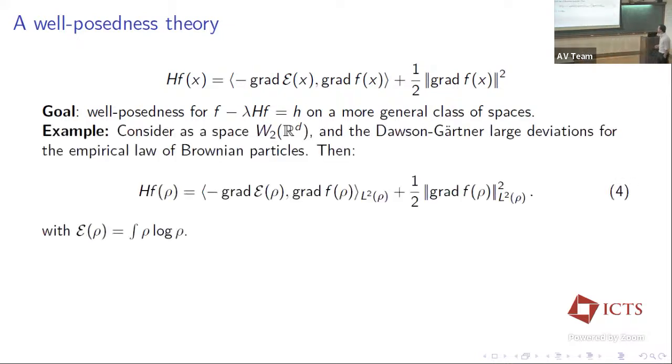So let's take an example. Why is this actually a difficult question? Perhaps answer that one first. So let's take the well-known Dawson-Gärtner case, which lives on the W2 space, the Wasserstein space of optimal transport. And then let's look at this equation, and let's really pick the case that corresponds to independent Brownian particles. In that case, the energy functional is simply the entropy. Entropy with respect to the Lebesgue measure.